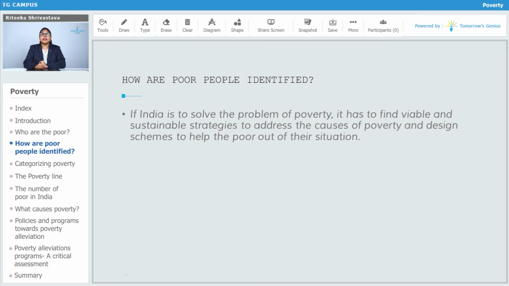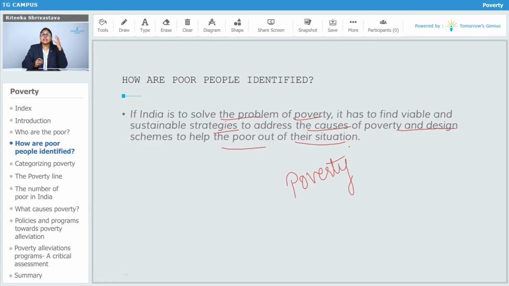At this point it says, in India, to solve the problem of poverty, we have to find viable and sustainable strategies to address the causes of poverty and design schemes to help the poor out of the situation. As we already discussed, to solve the problem of poverty, we need to properly study it, properly experience it, and then properly define it. Only then can we take out accurate solutions, or else we will not be able to take out proper solutions.